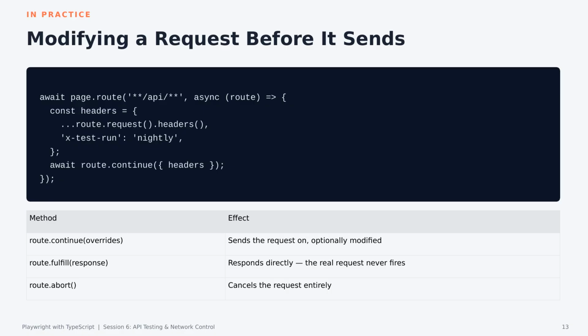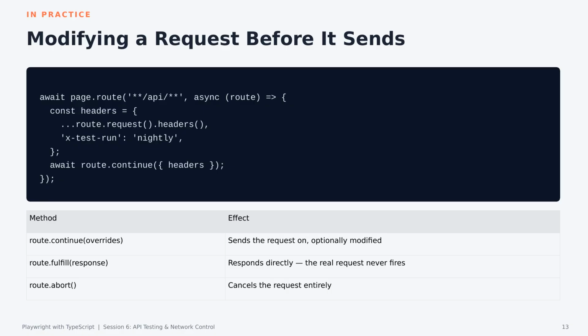Beyond mocking and blocking, you can also modify a request before it actually goes out. Page.route, matching any API call. Inside the handler, we grab the existing headers, spread them, and add a custom header, x-test-run: nightly. Then await route.continue, passing in those modified headers.